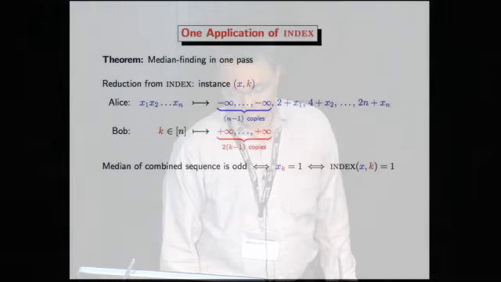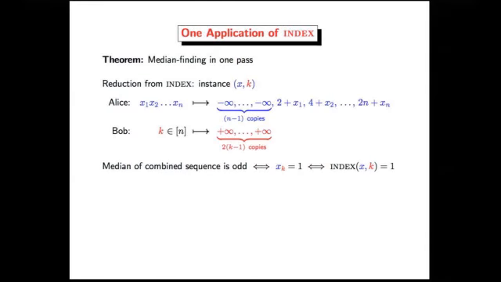I want to say why this is important for streaming. I claim this is very important. This is a problem that will handle a whole bunch of streaming lower bounds right away. So I'll give you an example. Let's return to the Munro-Patterson problem, which is finding the median of a stream. You can do the following reduction from index. You're given an index instance, x and k.